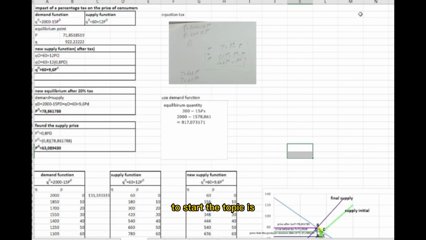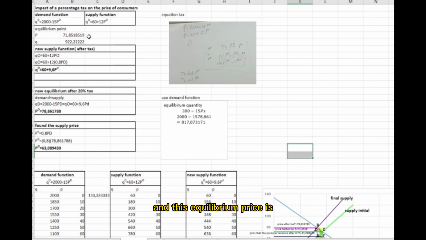To start, the topic is the impact of a percentage tax on the price for consumers. The exercise gives us a demand function, quantity demanded equal to 1000 minus 15 times price demand, and a supply function, quantity supplied equals 60 plus 12 times price supply. To start, we are going to find the equilibrium point from the equalization of both functions, and we simplify the equation.